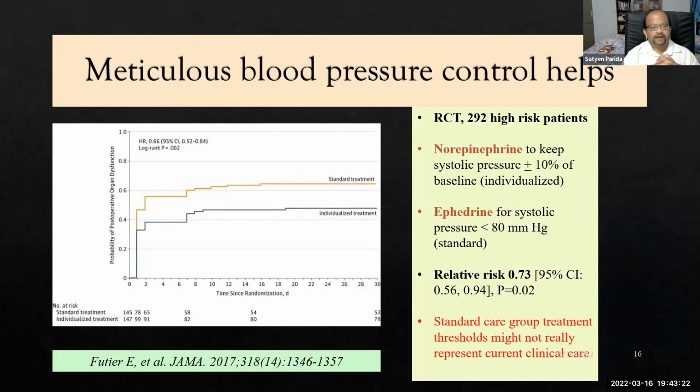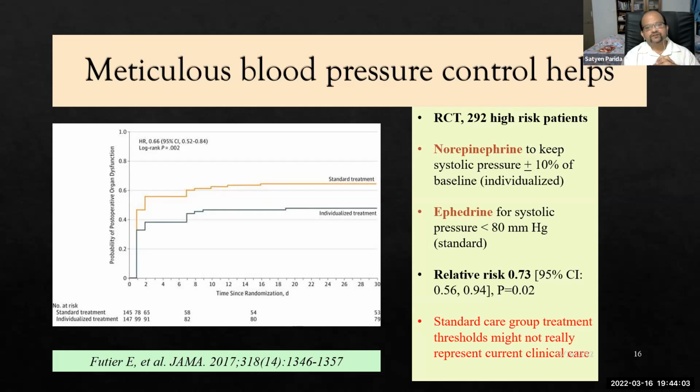Yet another randomized controlled trial. This was Emmanuel Futier's group, which checked out the benefits of having a protocolized blood pressure management, protocolized in the sense that they used vasopressor infusions to keep the systolic blood pressure within 10% of a reference value. They compared this type of management with what they defined as a standard treatment group, which was basically a reactive management of blood pressure. The clinicians were instructed to react to a drop in blood pressure below 80 millimeters of mercury systolic, or a 40% decline from baseline.